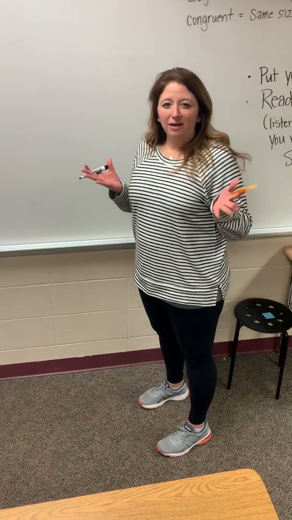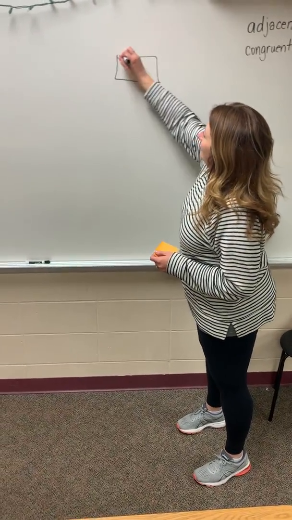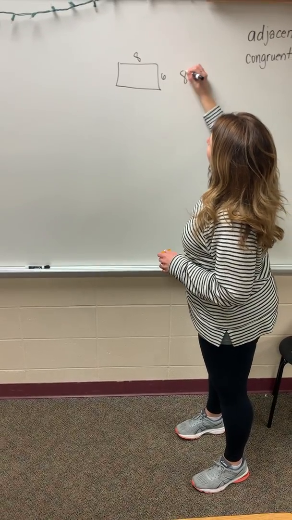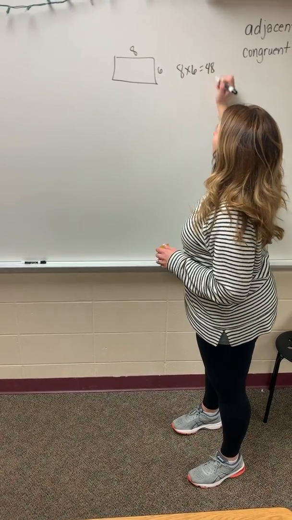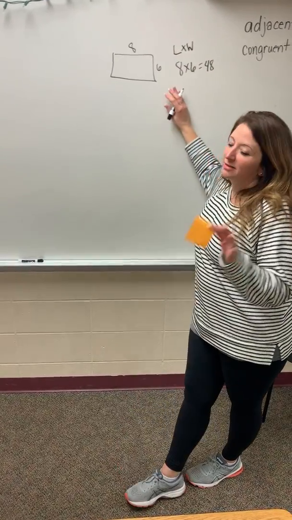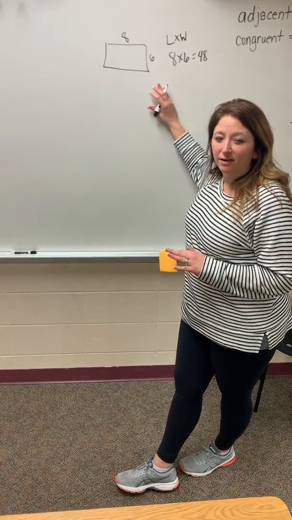How do we find the area of a rectangle? Of course that is length times width, 8 times 6, 48. Length times width. Now there's a different formula to find the area of a triangle.